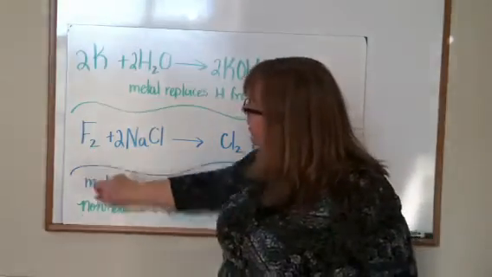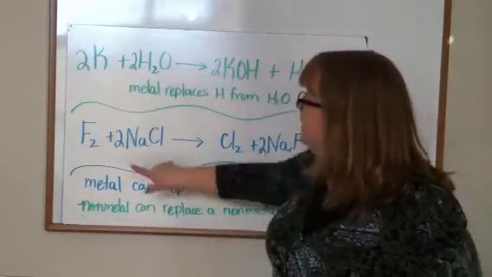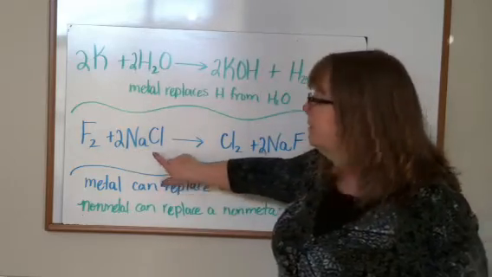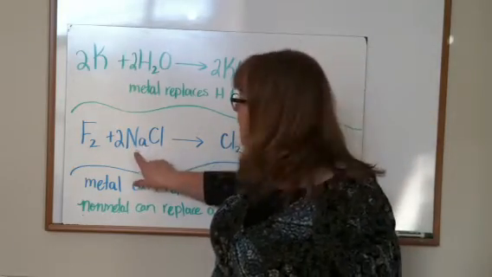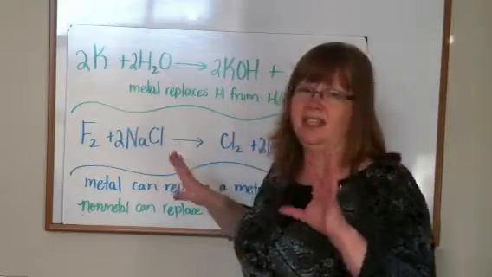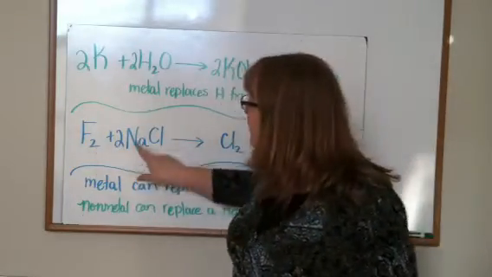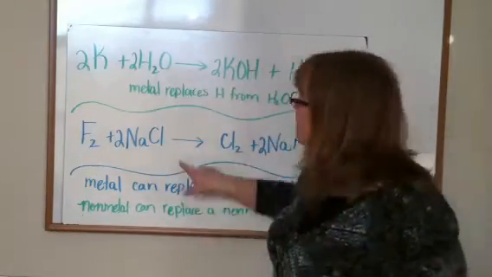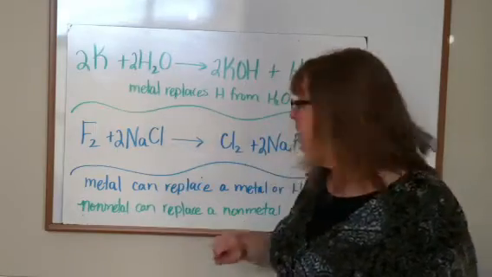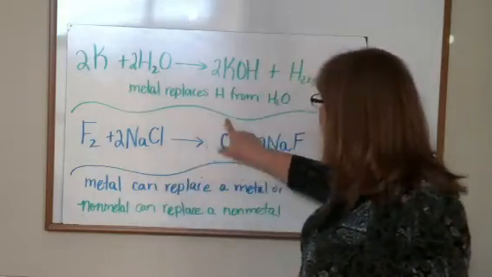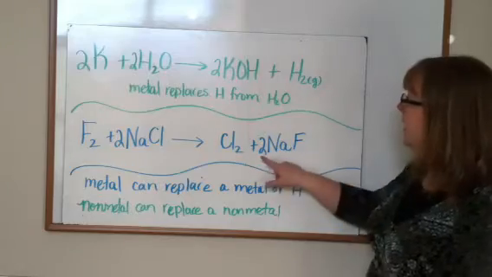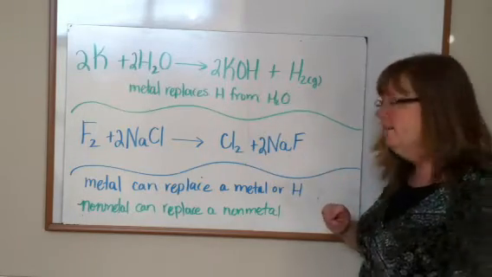Here we have the halogen fluorine, and it's single, and it isn't going to replace the sodium. Sodium is a metal, so they're not the same. So we want it to replace something like itself, so it's going to replace the chlorine. So the fluorine comes in, boots the chlorine out, and we make sodium fluoride.